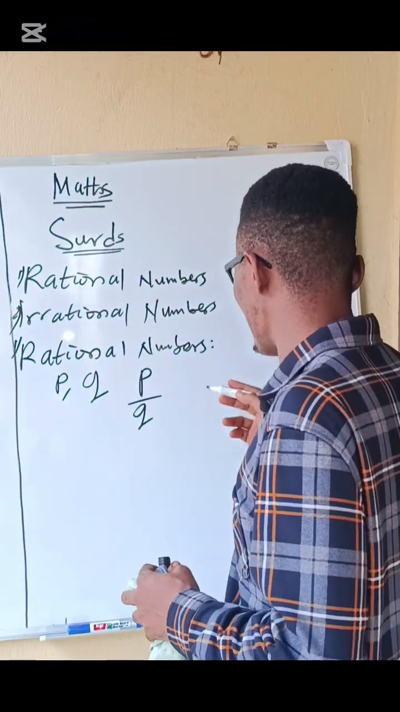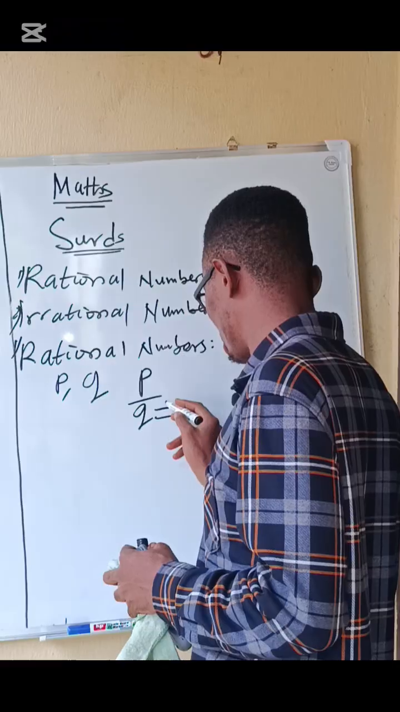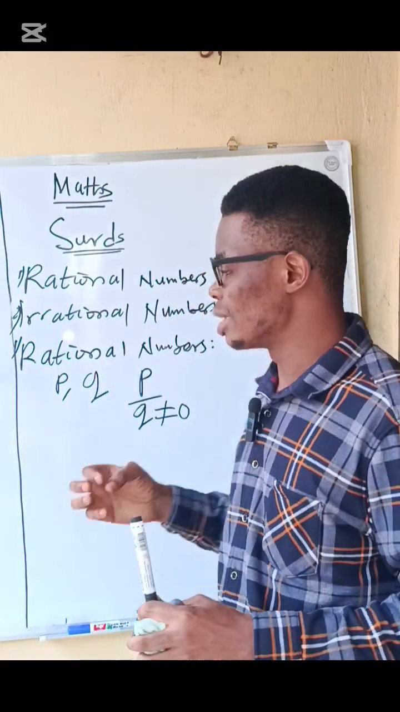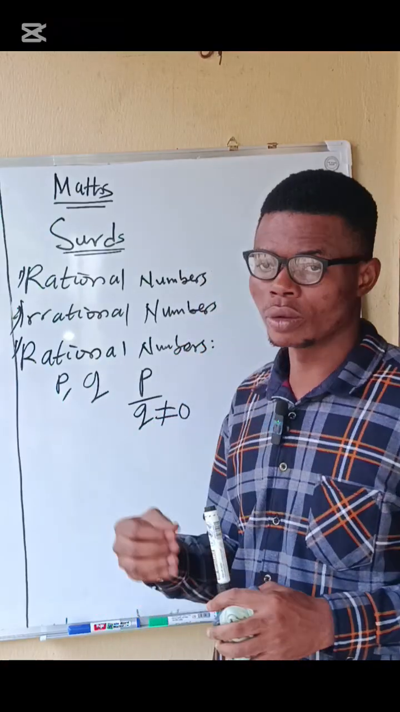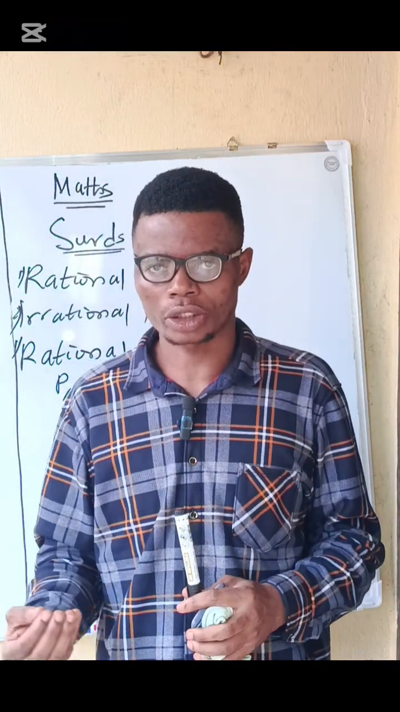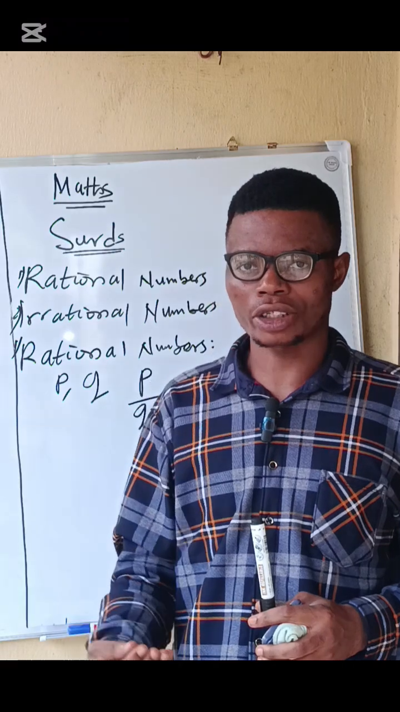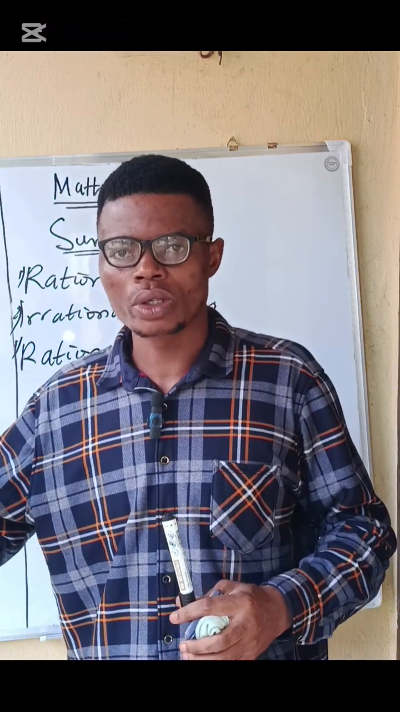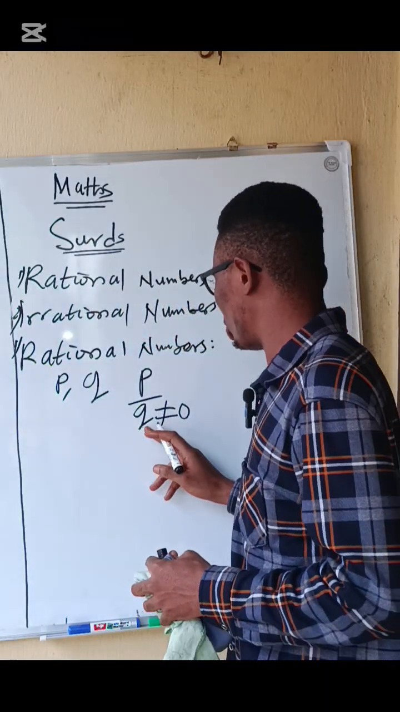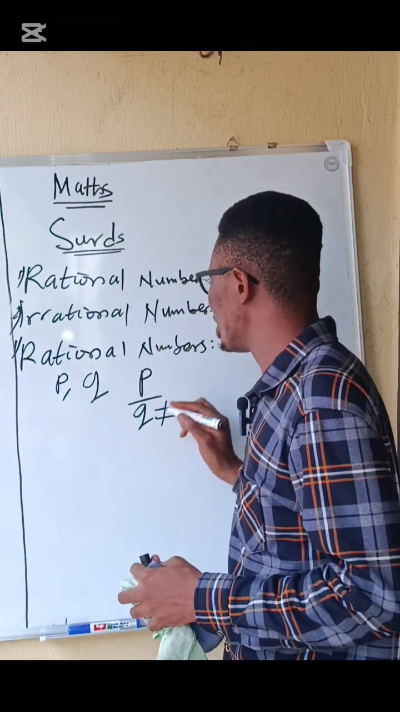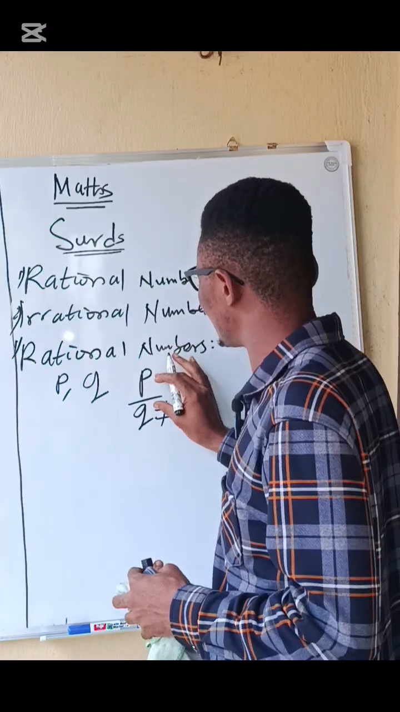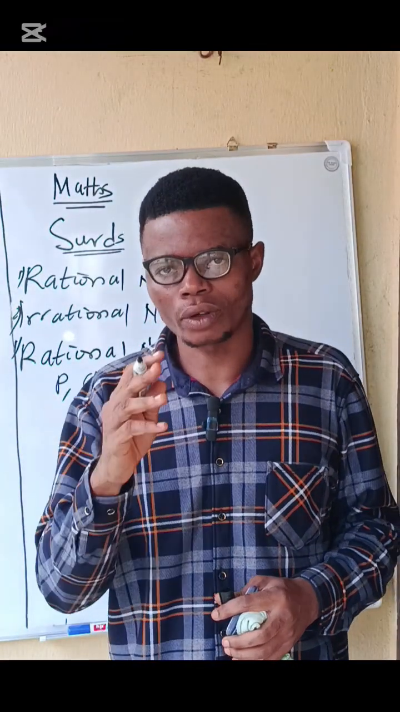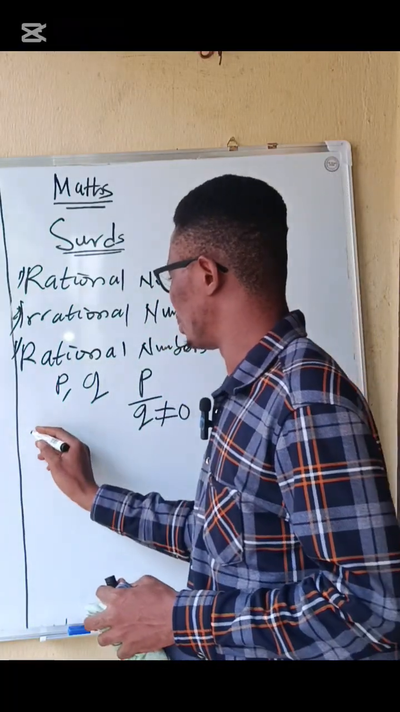So what is going to happen? Remember that q is not equal to 0, because if q equals 0, this fraction is going to be undefined. An undefined fraction is a fraction whereby the denominator equals 0. So in this case, q must not equal 0. So any number that you can express in this form is what we call rational numbers. For example, we have examples.